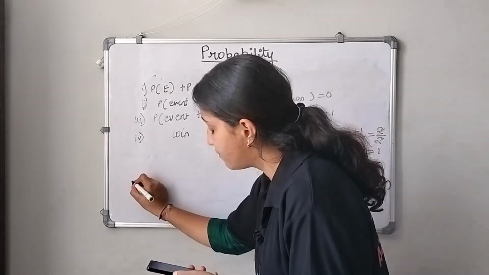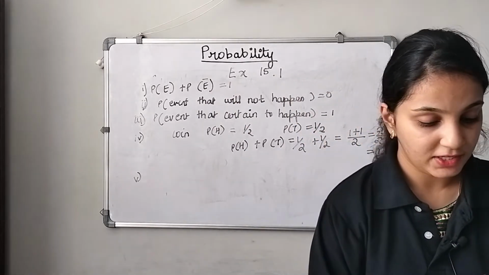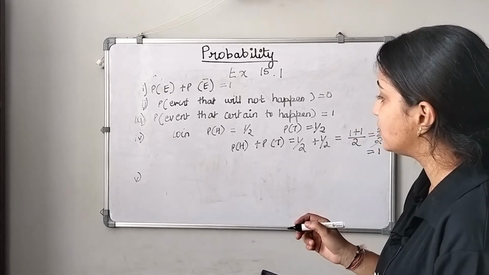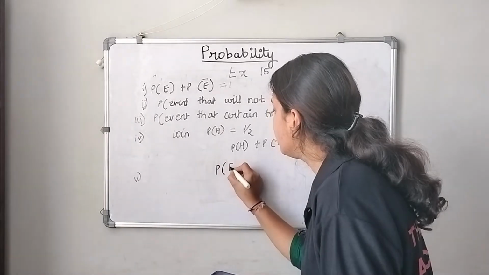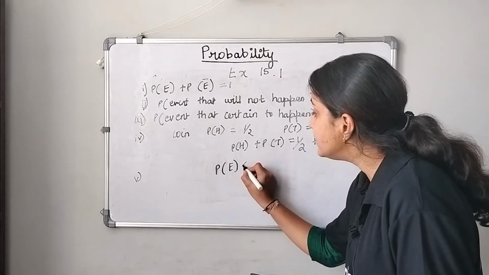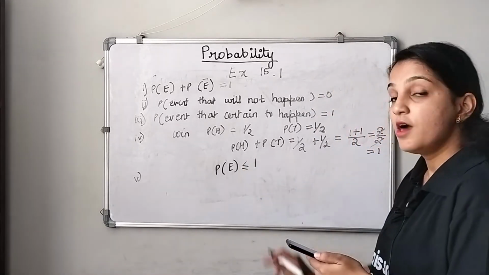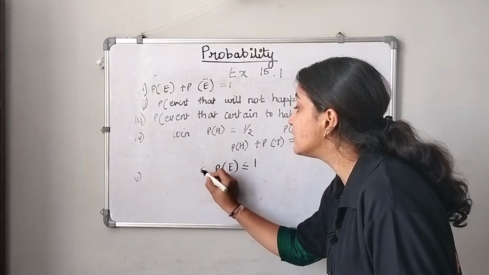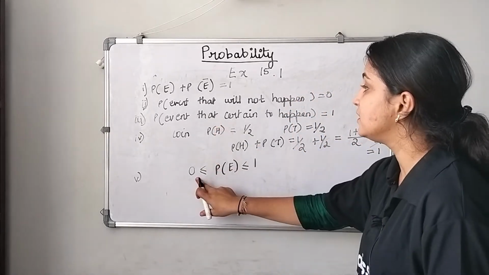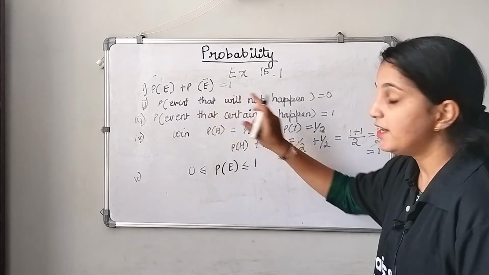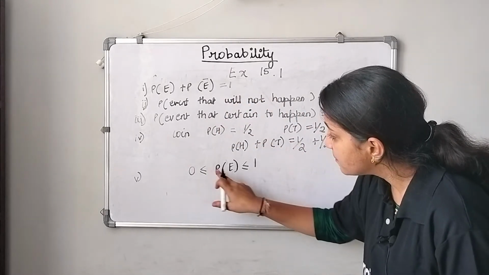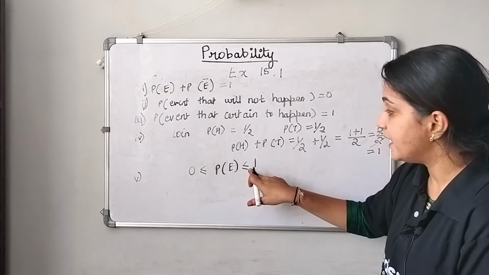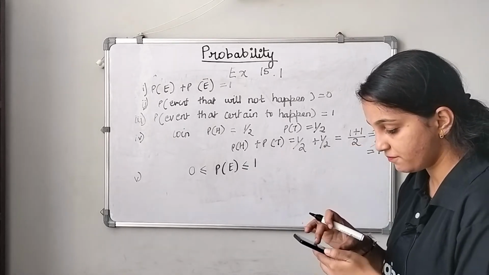Then the fifth one. The probability of an event is greater than or equal to dash and less than or equal to dash. The probability of an event will always be less than or equal to 1, and greater than or equal to 0, because if it is 0, then the event will not happen. That is the first question.